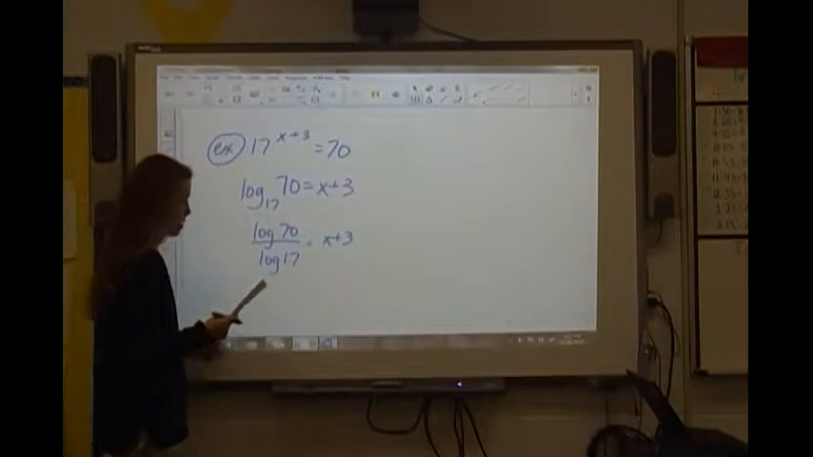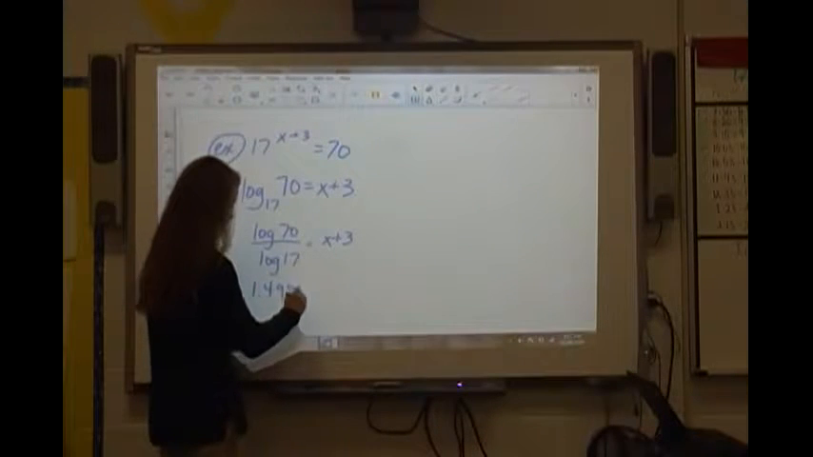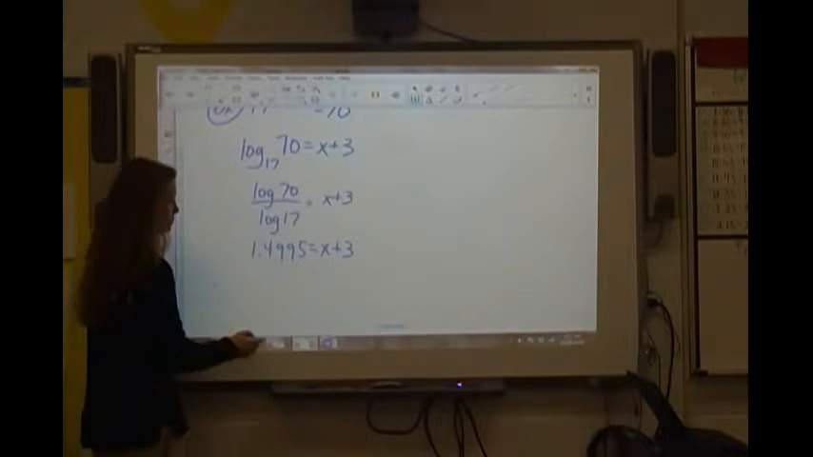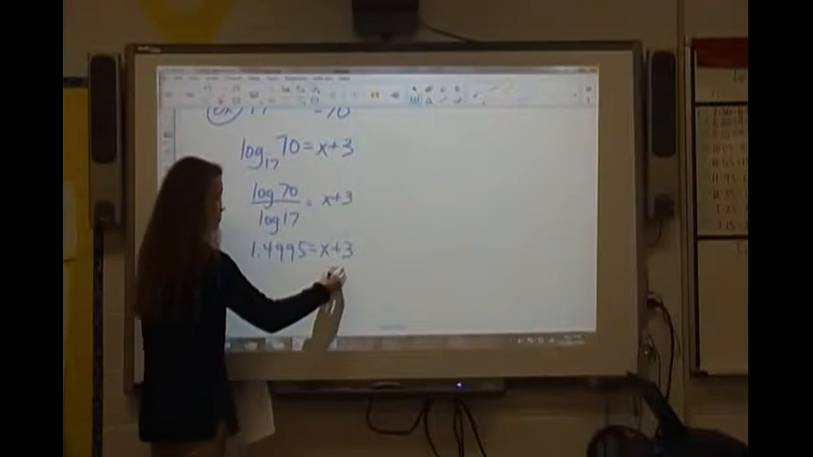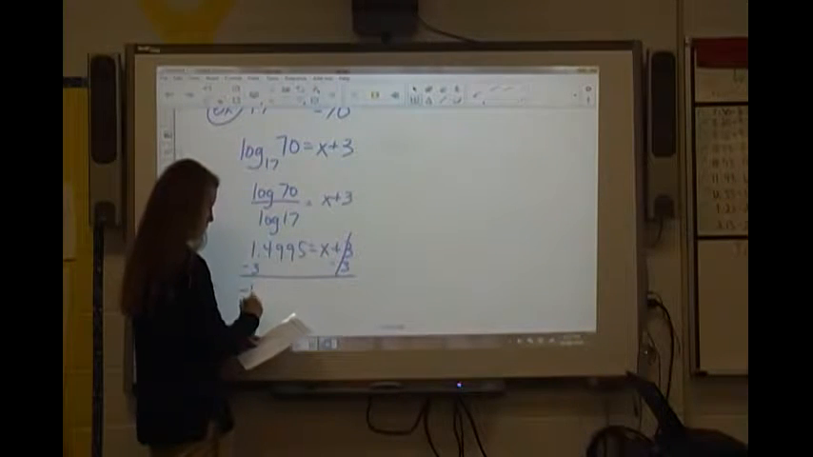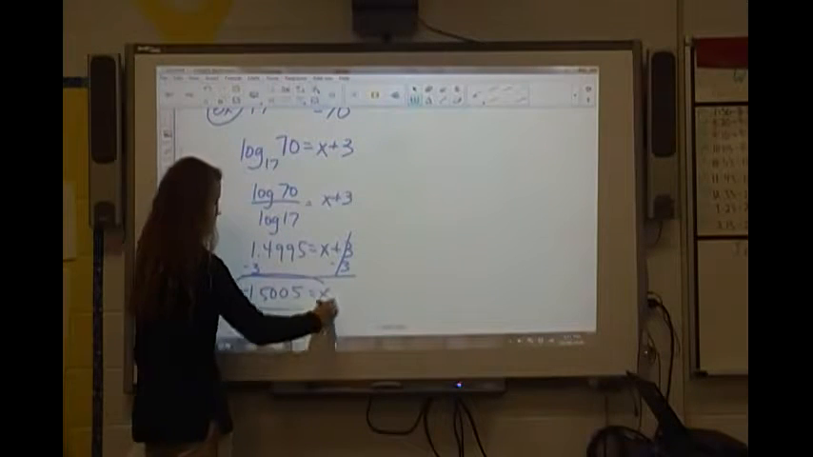So what we're going to do there, when we solve that, we'll get 1.4995 is equal to x plus 3. And then we'll subtract the 3 over, leaving us with negative 1.5005 is equal to x.